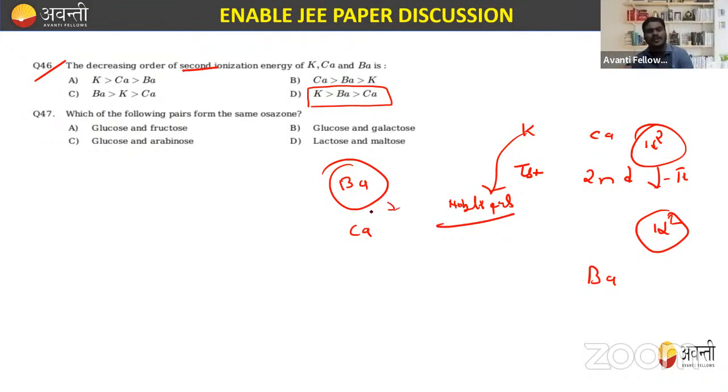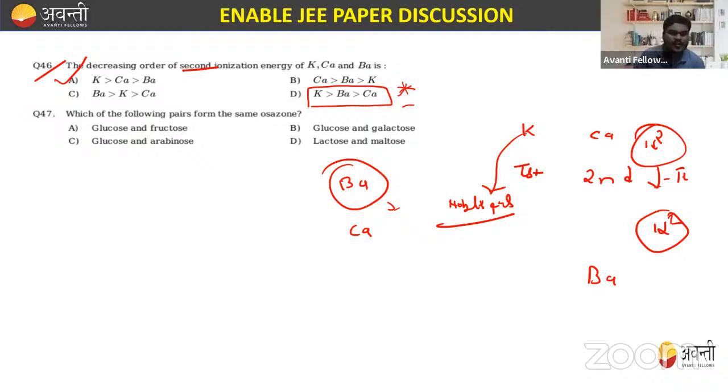So what is the correct order? That is K, Ca and Ba. So this is the correct one, not the other. Many of the students chose the wrong option. This is not the correct way. You have to understand the concept behind this. Then only you can choose the correct one.